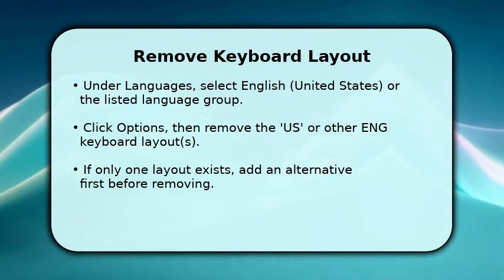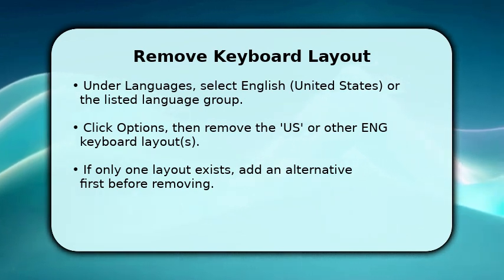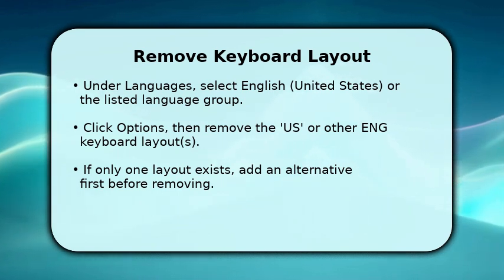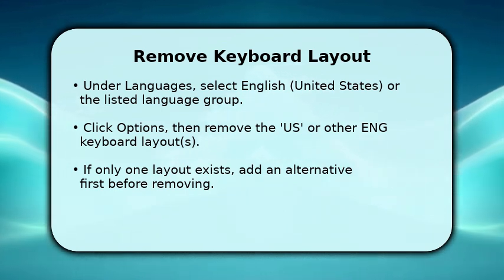If Windows prevents removal because it's the only layout, add a different keyboard first, for example, United Kingdom or a non-English layout, then remove ENG. These steps change active input options immediately, so watch the language indicator.